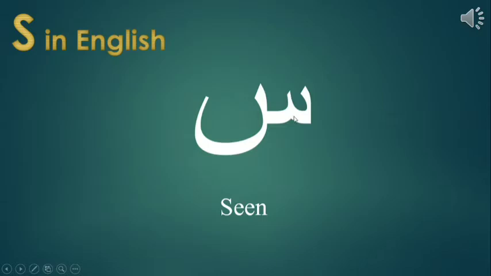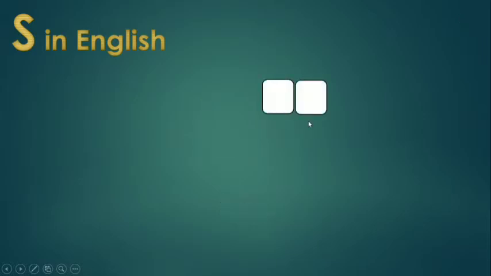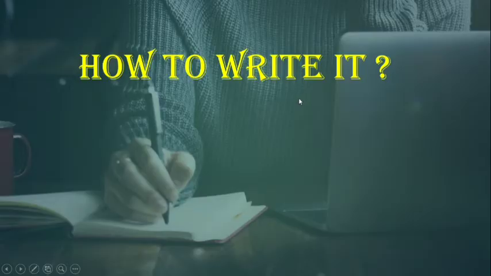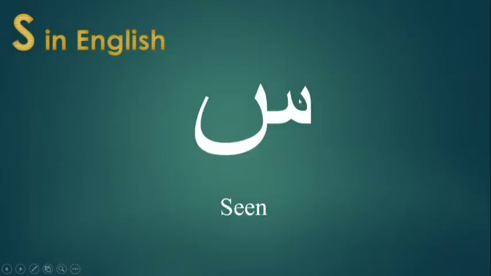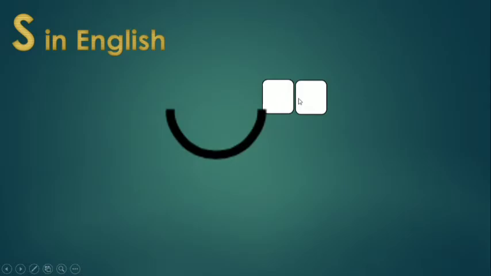Okay, how can we remember it or write it? Let's go to see. Like that. Teeth, front teeth, and there is a tail come out of it like this. Okay, see.